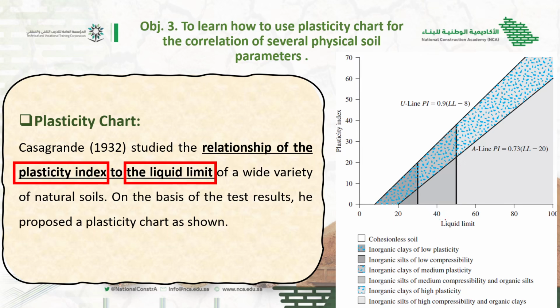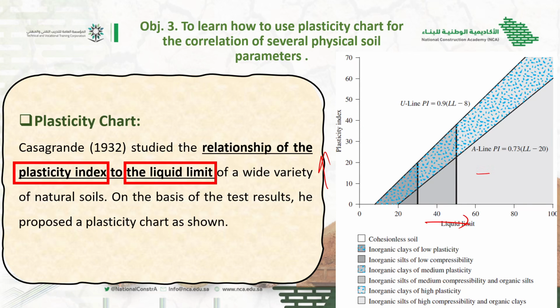On the x-axis, you can see the liquid limit, and on the y-axis, vertically, the plasticity index. You can calculate the liquid limit by the Casagrande apparatus, and the plasticity index, as we saw in the previous slide, PI is equal to liquid limit minus plastic limit. So you can evaluate these two values very easily for any soil. Once you find these values, you can see there are different colors.